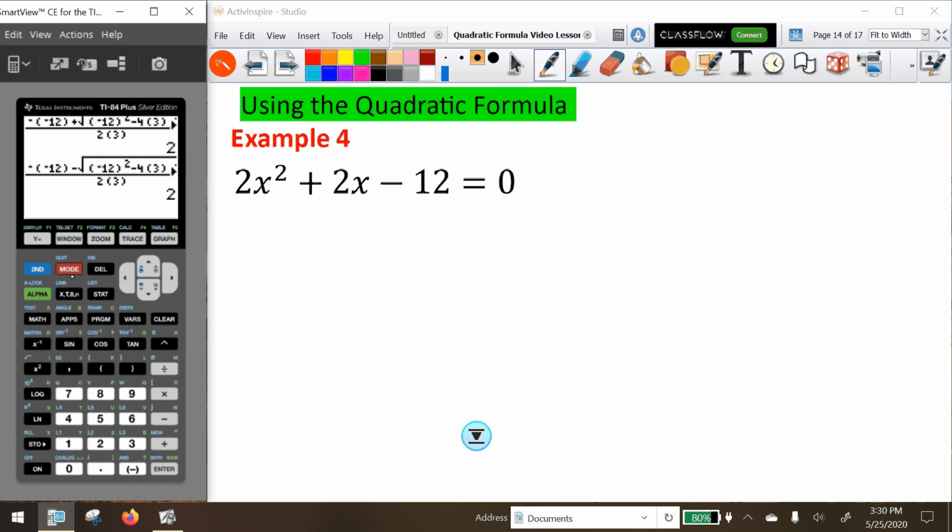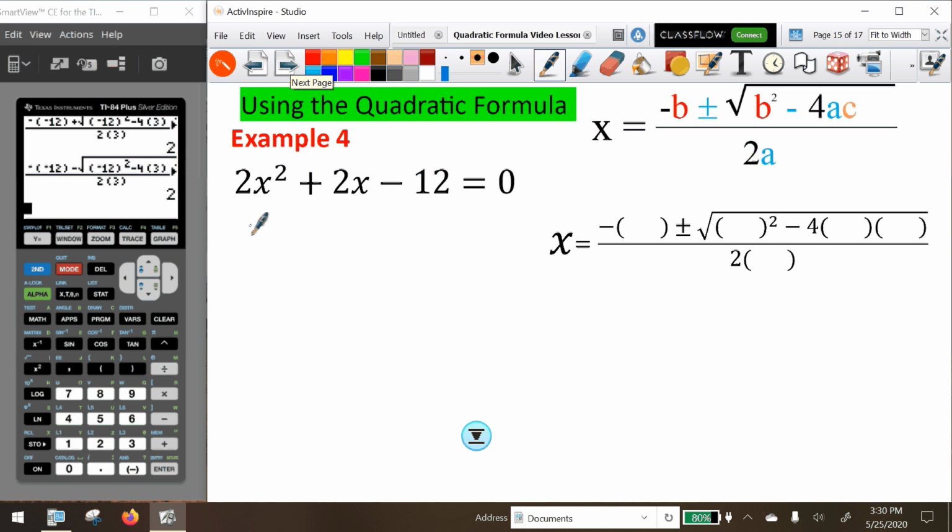Well, to get that, we're going to begin by writing out that quadratic formula. Negative b plus or minus the square root of b squared minus 4ac, all divided by 2a. And then we identify a, b, and c and just plug them into the formula. Coefficient of x squared is 2, coefficient of x is 2, constant at the end, -12. Negative b, so -2, plus or minus the square root of b squared, so 2 squared, minus 4 times a, which is 2, times c, which is -12, all divided by 2 times a, which is 2 times 2.